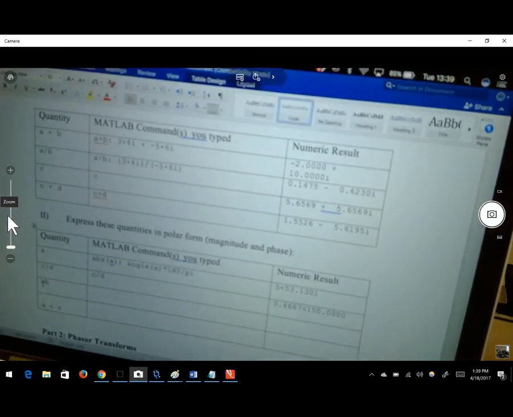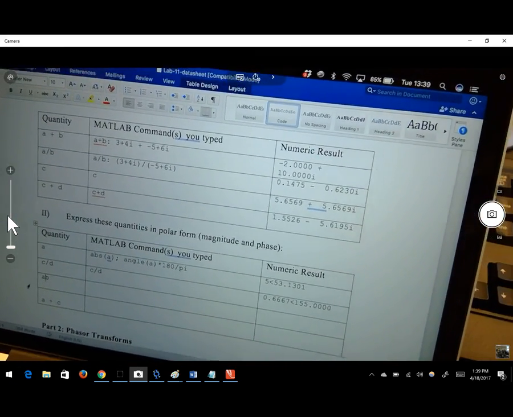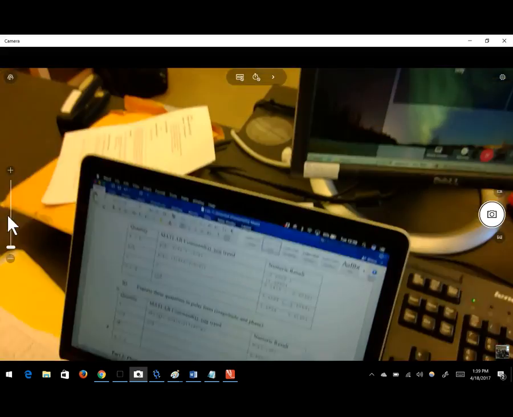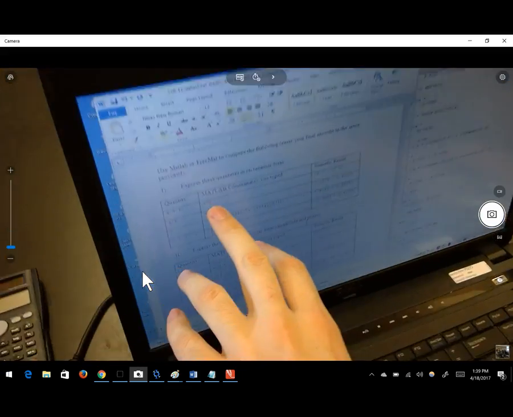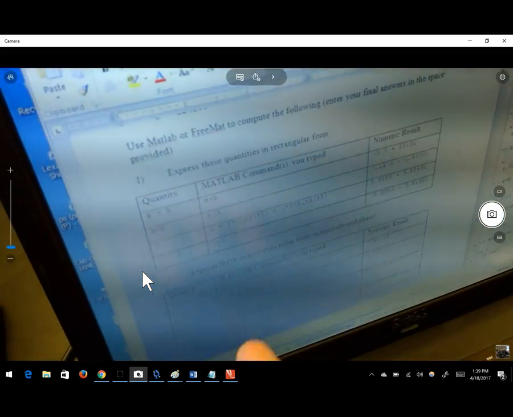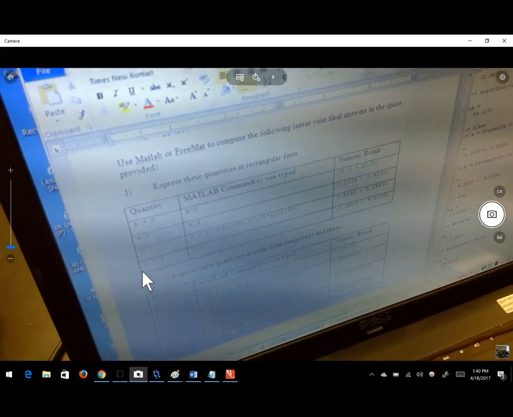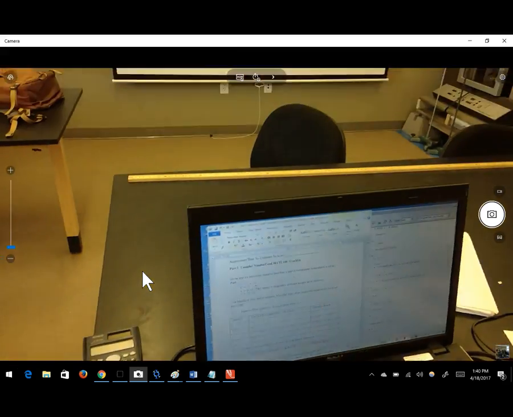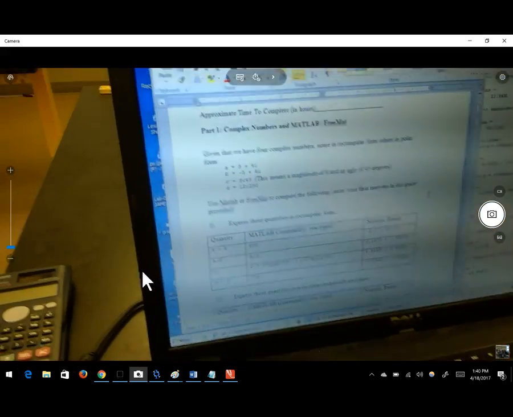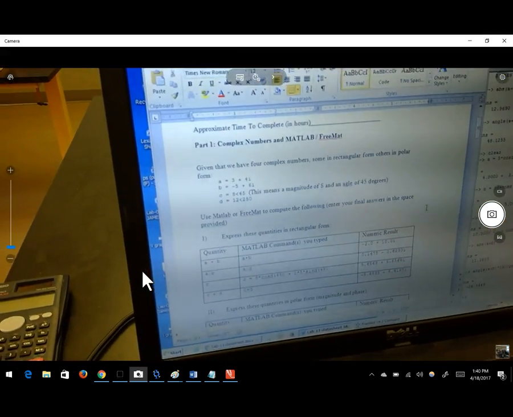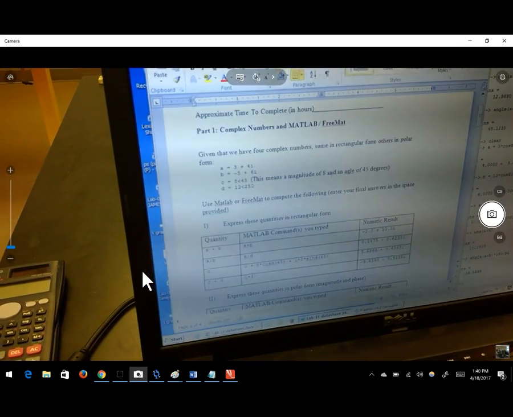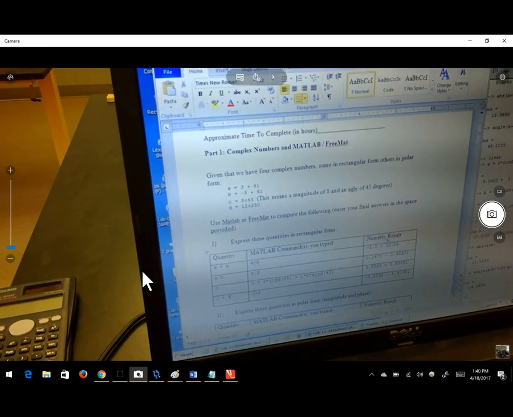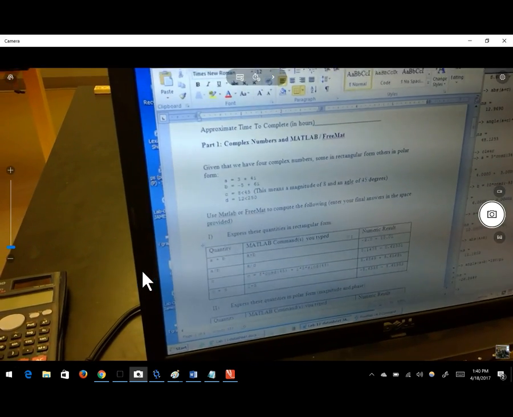One question: is AB A times B? Yeah, that's A times B. Okay, just curious. It's asking for A plus B, and I just did A plus B. Is there anything else I should do? I entered the values it wanted for A and B. A and B were already in rectangular, and it wanted the rectangular sum, so it is just A plus B there.